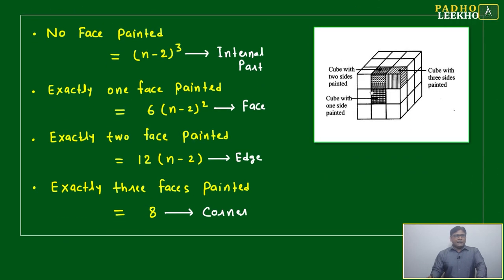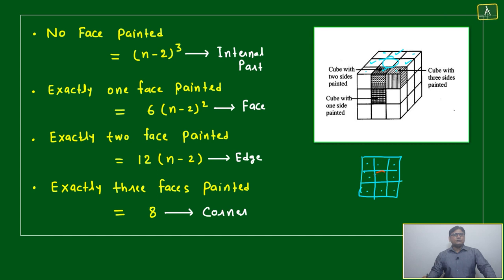Now, we'll take the help of this standard cube, just looking at it. No face painted, what will happen? Just suppose this is your edge, this is your edge, this is your edge, this is your edge. This is your corner, this is your corner, this is your corner, this is your corner. What is left out here? This is your center. How will we find it? Whenever you are getting confused, just convert the 3D figure into a 2D figure, and we will get the idea. This is your corner, corner, corner, corner. This is your edge, edge, edge, edge.